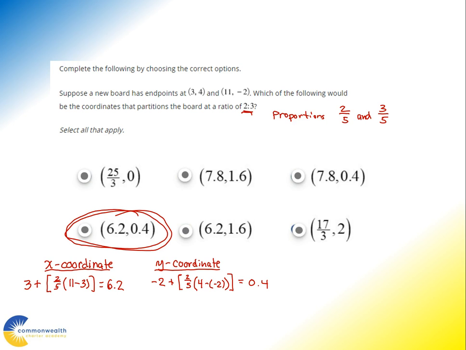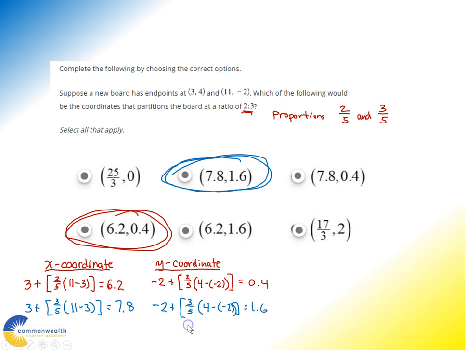So to -2, I'm going to add 2/5 of the distance from 4 to -2, and I calculate that to get 0.4. And then I do something similar for 3/5. Just doing the same thing, applying the 3/5. Again, we're starting with the smaller x coordinate, the smaller y coordinate, and I get 7.8, 1.6.